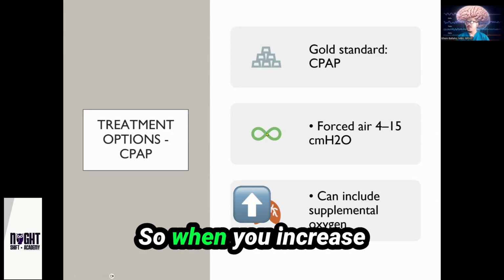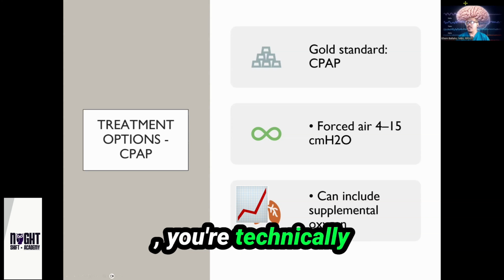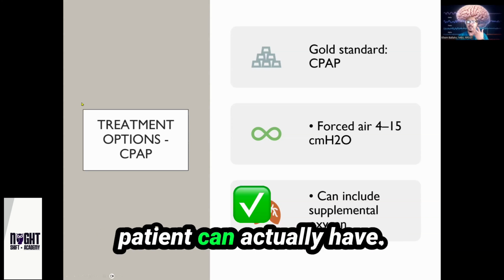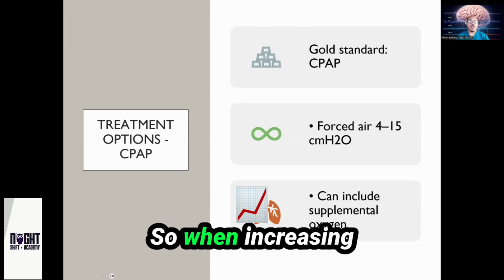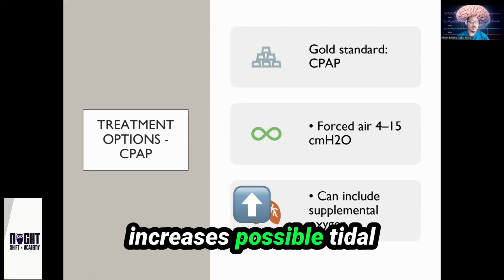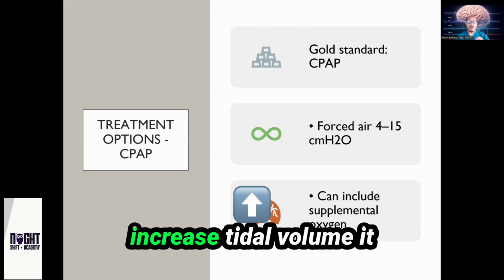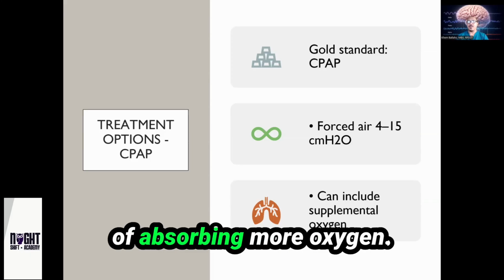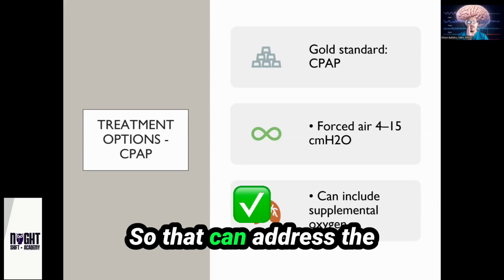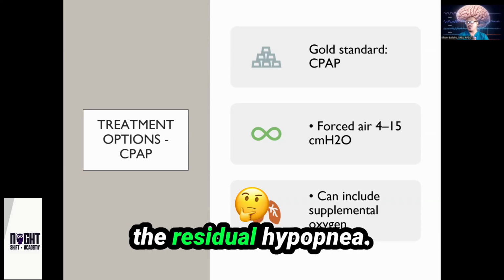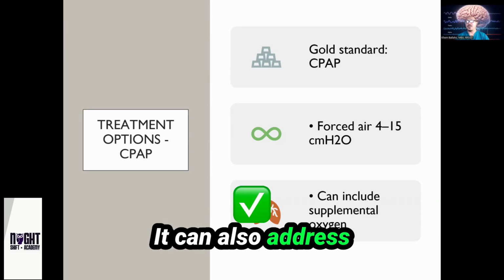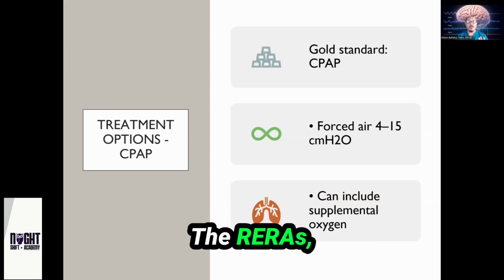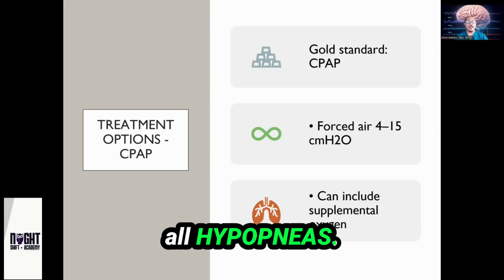Understood? So when you increase pressure support, you're technically increasing the volume of air, the tidal volume that the patient can actually have. So when increasing pressure support, it increases possible tidal volume. And when you increase tidal volume, it increases the possibility of absorbing more oxygen. So that can address the residual hypopneas. It can also address desaturation, hypopneas, snoring, and all the RERAs, which are now all hypopneas.